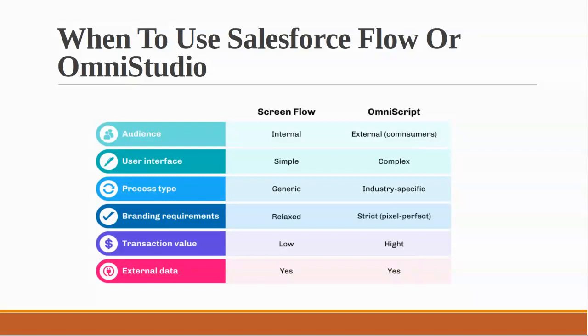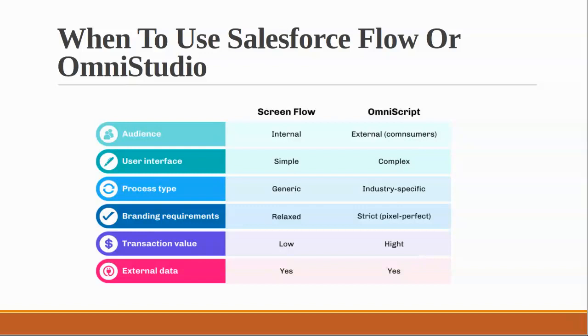But OmniScript is for external users who are not familiar with the system, so we have the guidance system over there. We can see the step by step instruction for the individual to perform an action. So this is the first difference, that Salesforce Flow is used for internal users and OmniScript is used for external users. Then let's come to the UI. Salesforce Flow has a very simple UI, basically Lightning UI, in which we have simple inputs and it does the processing.